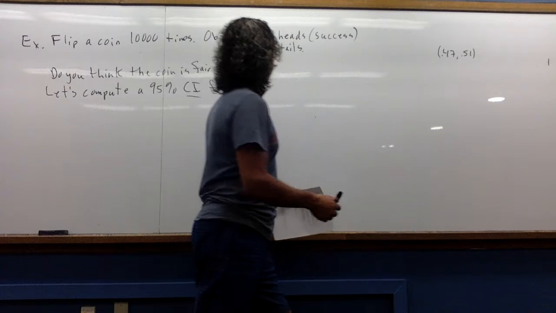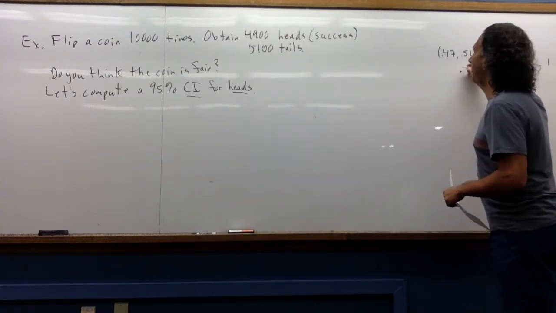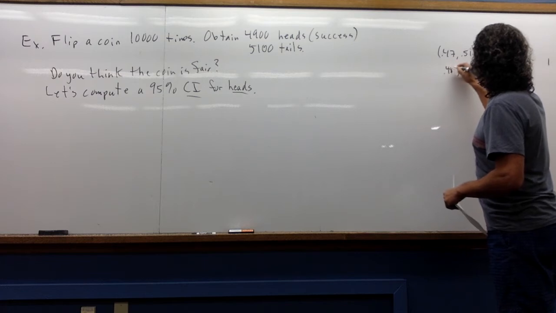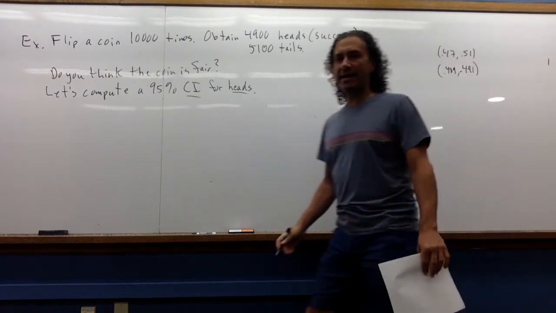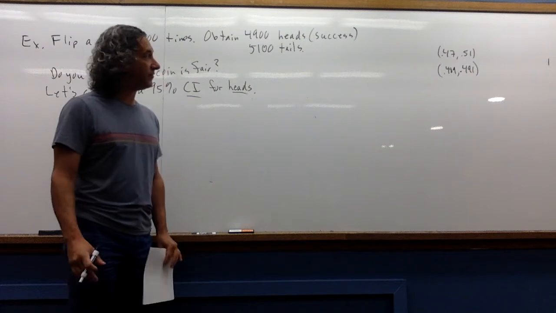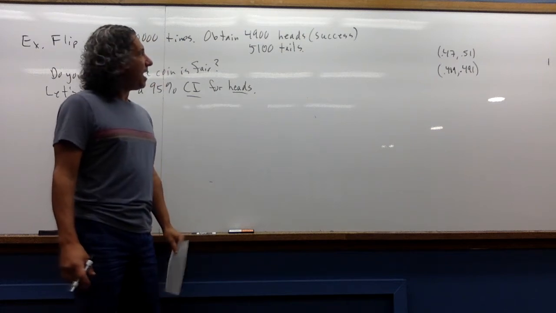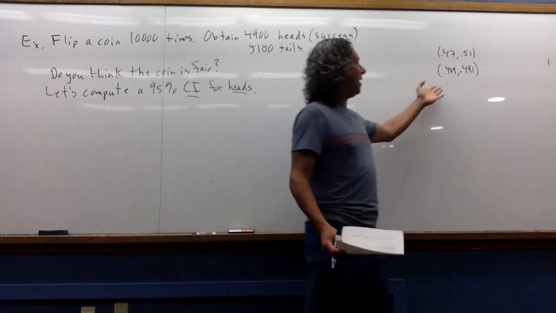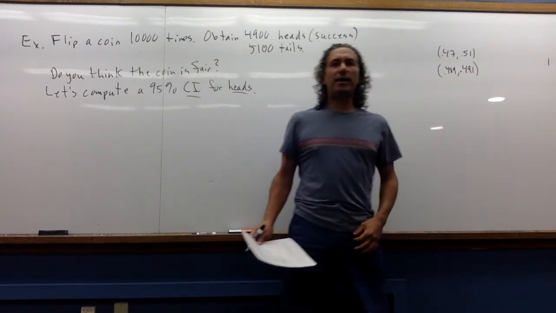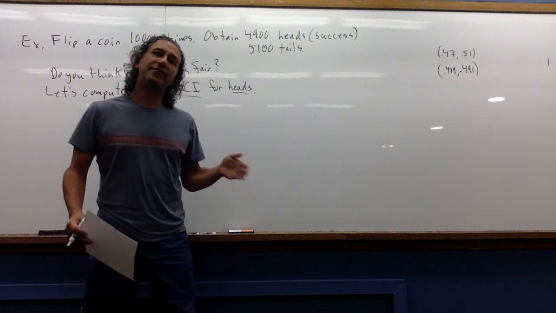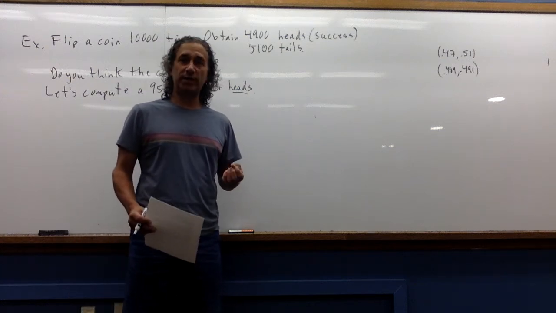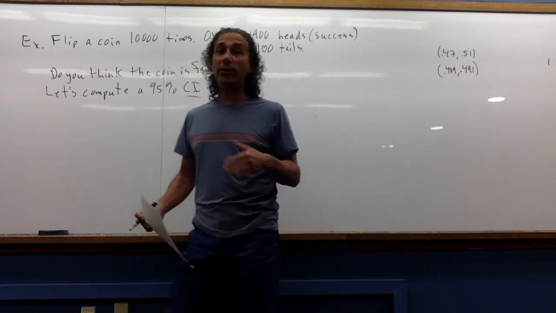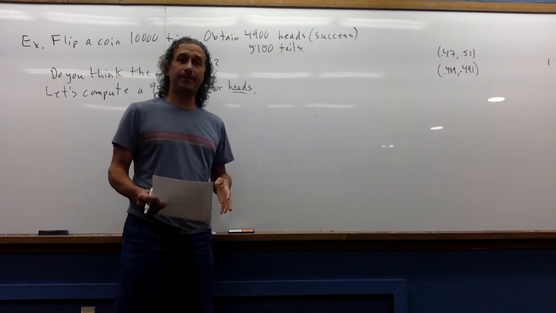If on the other hand, I compute this and I get 0.491 on the high side, 0.489 on the low side for my 95% confidence interval, well, then I don't think this coin is fair because, again, this would have been derived from a process by which 95 out of 100 times I would capture the true proportion. I'm looking at this one and, well, it's not capturing the true proportion. It's not capturing 0.5, so I don't think it's fair.